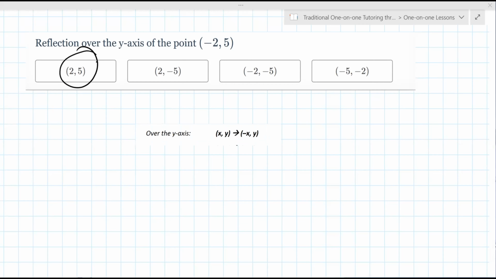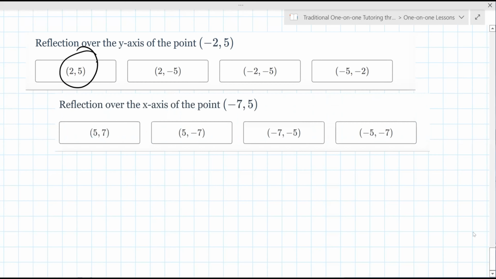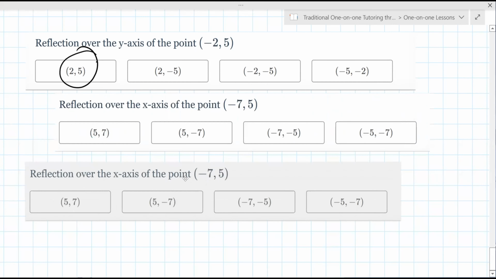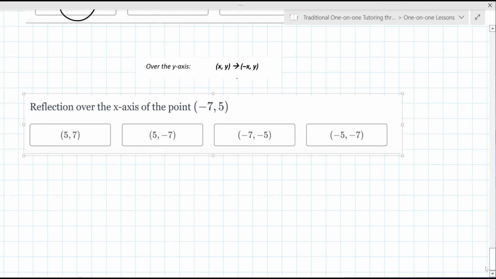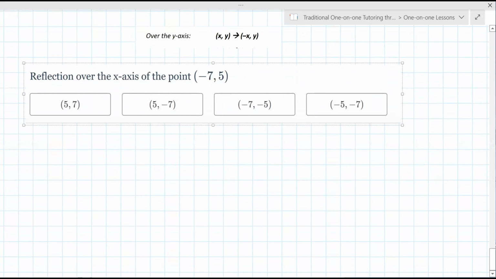Another one here. Okay, let me know if you need me to snip in a formula for this. It will be -7, -5. Yes, very good.